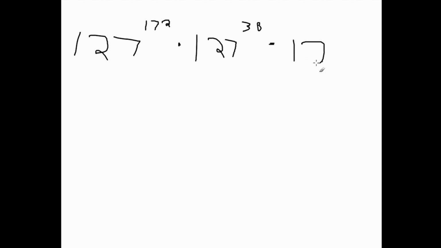And what if we had something crazy, like 127 raised to the 172 times 127 raised to the 30? What will this equal to? Well, you don't need to plug all this in a calculator. You can just simplify this. It will equal 127 to the power of, what's 172 plus 30? Well, 7 plus 3 is 10. And so this will equal 202.